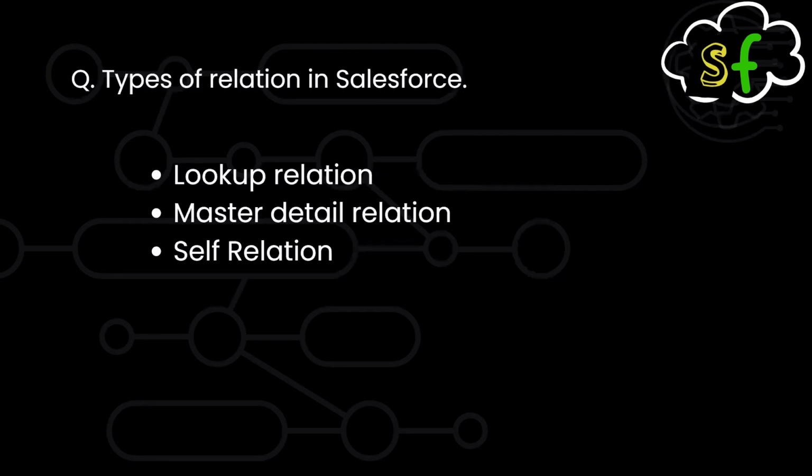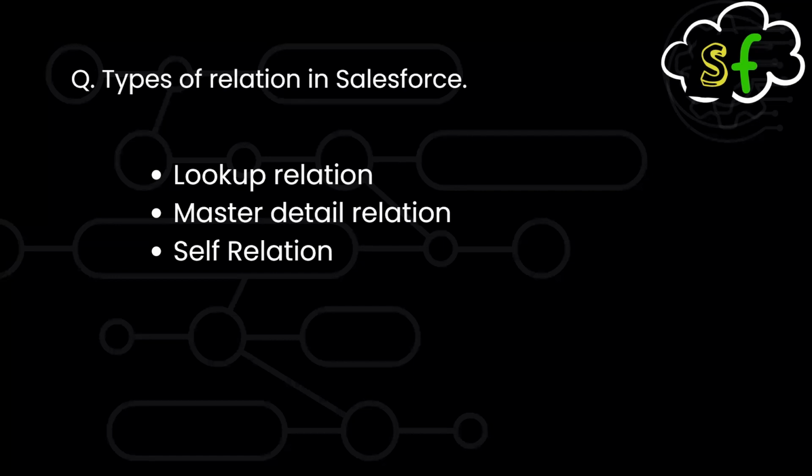Now, types of relations in Salesforce. There are three types of relationships: lookup relation, master detail relation, and self relation. Lookup relation is a loosely coupled relation. In this, whenever a parent record is deleted, the child record remains unaffected. Now, master detail relationship is a parent-child relationship which is tightly coupled. In this case, whenever a parent record is deleted, the child record is also deleted. And if we undelete the parent record, the child records also get undeleted.